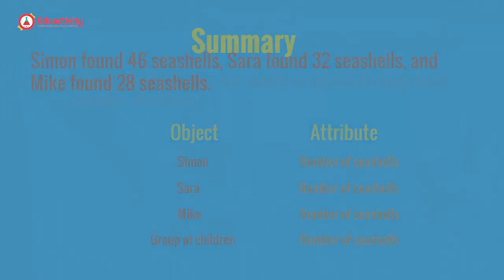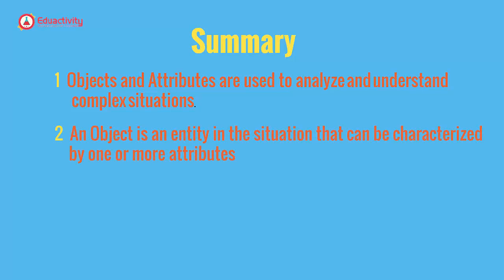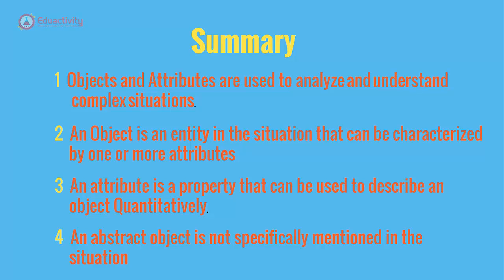The key points are: 1. Objects and attributes are used to analyze and understand complex situations. 2. An object is an entity in the situation that can be characterized by one or more attributes. 3. An attribute is a property that can be used to describe objects quantitatively. And 4. An abstract object is not specifically mentioned, but can be used as any object to help realize the situation. We'll be back in the next lesson, and our subject will be the third concept in the process of word problem solving: data items.